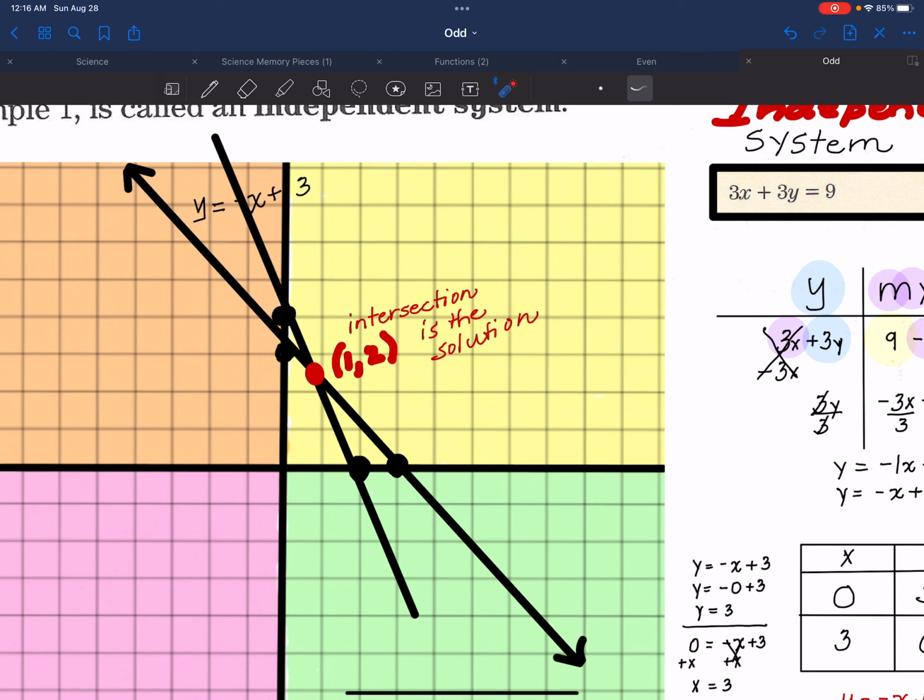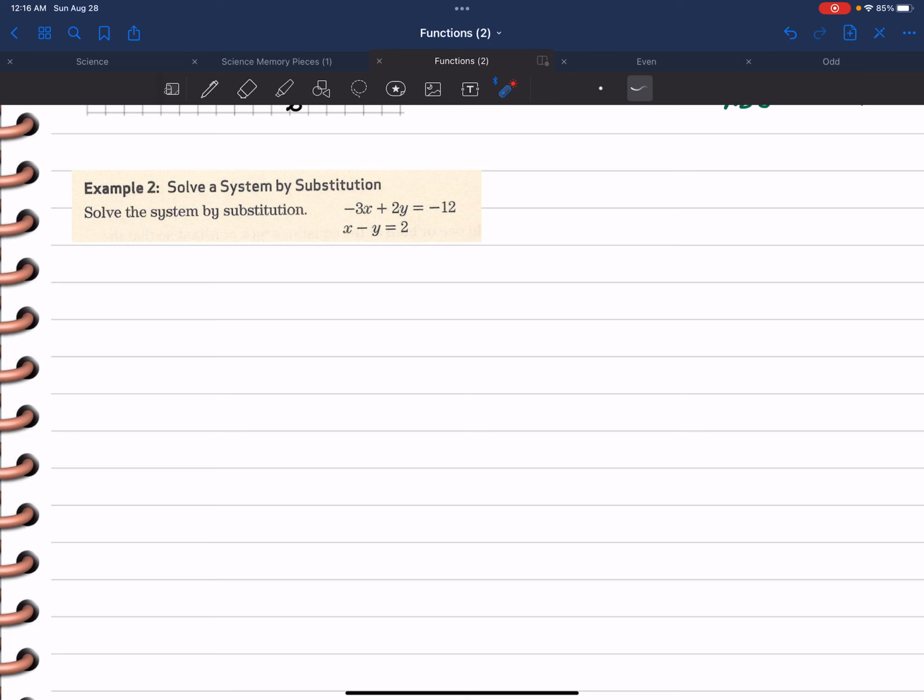If your graph is not perfectly square, or if you have issues with the graph, you're going to sometimes have a wrong answer for your solution. So it can be done if you have a really solid graph, but this is by far my preferred way of solving systems. So here's the example, and we're supposed to solve by substitution.